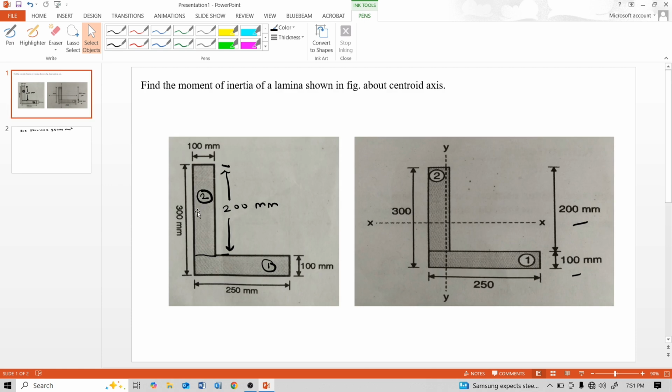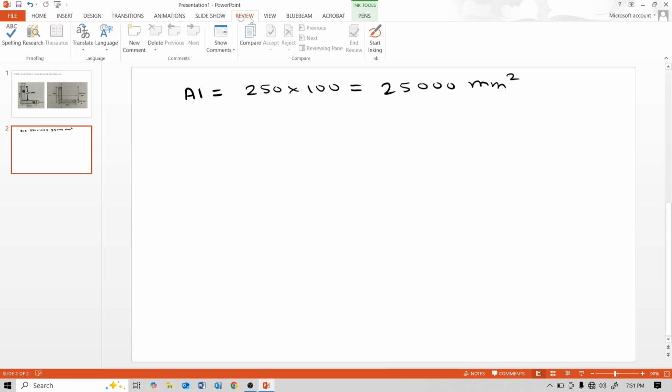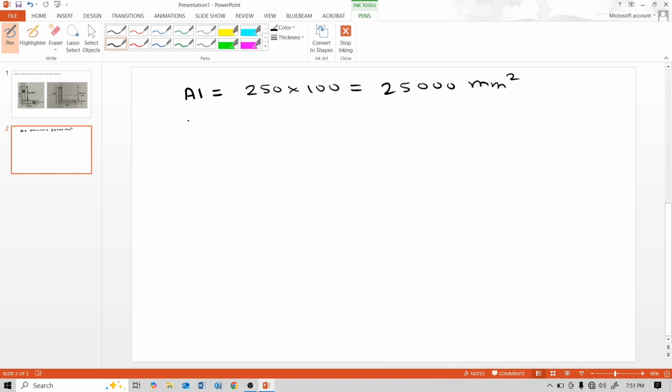And for this L-type figure, the top rectangular part, that means part 2, the area is 200 into 100, that means 20,000 mm square.